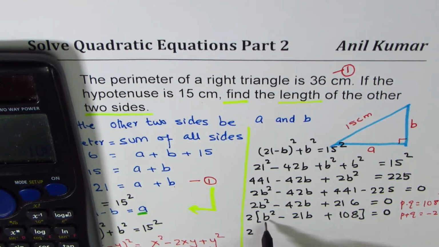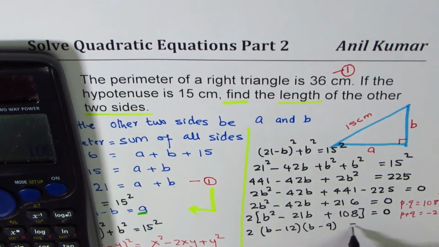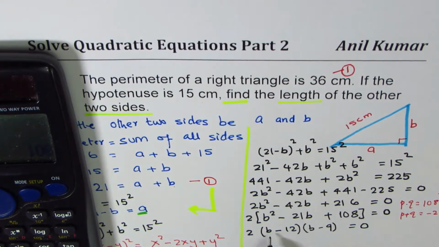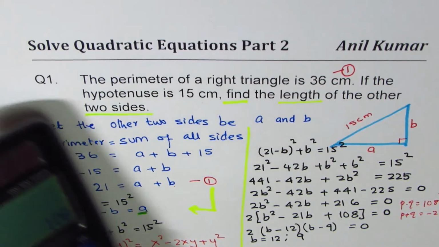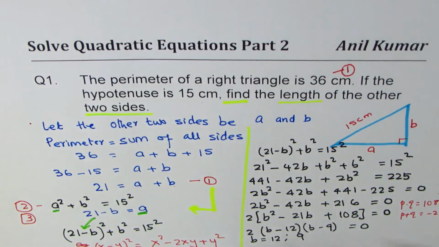So we could write this quadratic equation as 2 times (b minus 12) times (b minus 9) equals 0. So that gives us two values of b. B could be equal to 12 or b equal to 9, right? That will make it 0. Anyway, you could use one of these values and find the value of the other side.